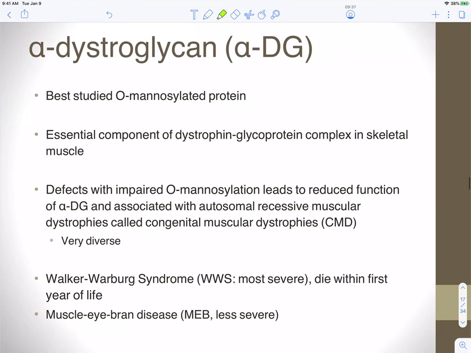Alpha-dystroglycan is one of the best studied O-mannosylated proteins, which is essential for the dystrophin glycoprotein complex in skeletal muscle cells. Defects with O-mannosylation can lead to reduced function, and this is called congenital muscular dystrophy. They have a very diverse range of symptoms, so it's not just one single disease. One very severe form is Walker-Warburg syndrome, in which people die within the first year of life. You also have muscle-eye-brain disease, or MEB, which is a less severe form of congenital muscular dystrophy.